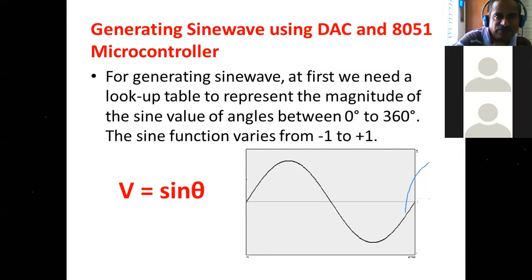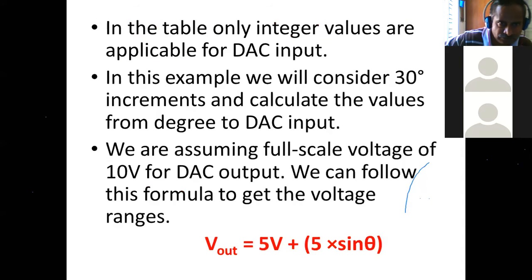So these values are stored in the lookup table. In the table, only integer values are applicable for DAC because we are not using any fractional value. In this example, we will consider 30-degree increment. Means for each 30-degree increment, we use an analog signal. Okay, from 0 to 30, it is treated as 0. From 30 to 60, it is treated as some value like this.